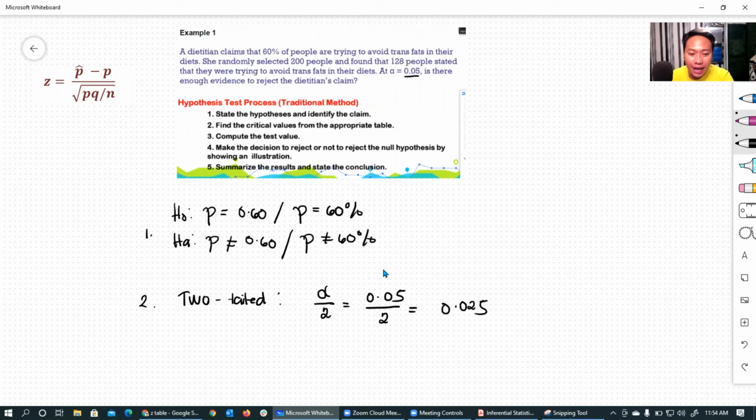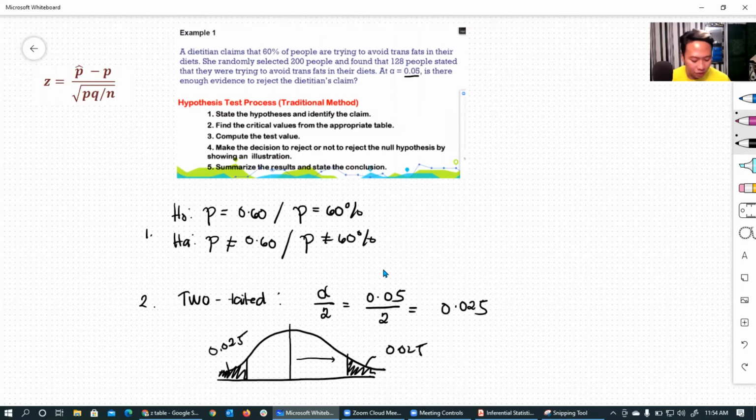0.025. This means that this is the area of both tails. This is 0.025, and this is also 0.025. We just need to look for the area of the non-shaded region: 0.50 minus 0.025. The answer is 0.475.